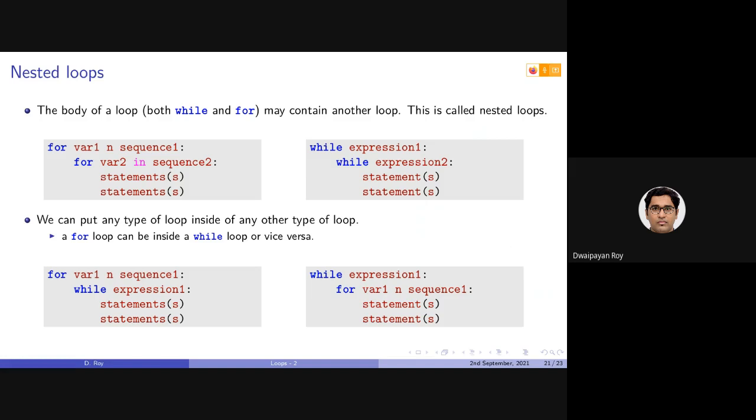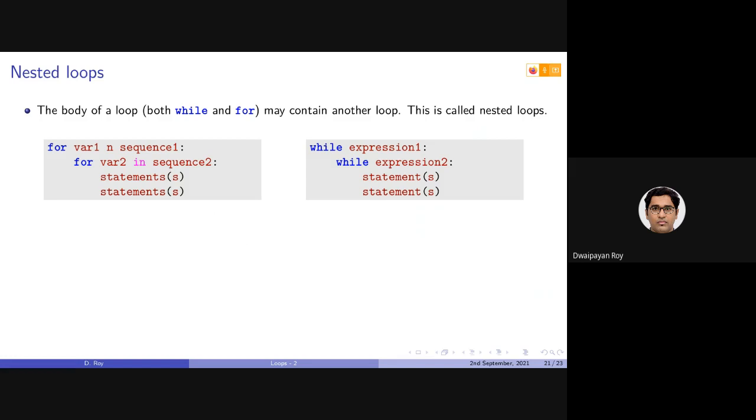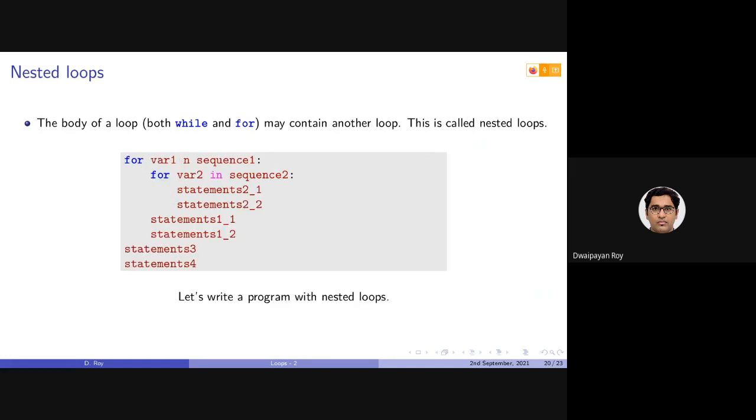We can actually have a nested loop as well. A nested loop is basically a loop having another loop inside its body. So for example, this is an example code snippet of a nested for loop. Here, in this case, the inner for loop is inside the body of this outer for loop, right?